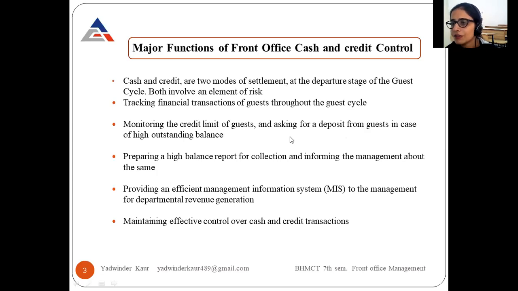So, major functions of front office cash and credit control. First, cash and credit are two modes of settlement at the departure stage of the guest cycle. Both involve an element of risk.